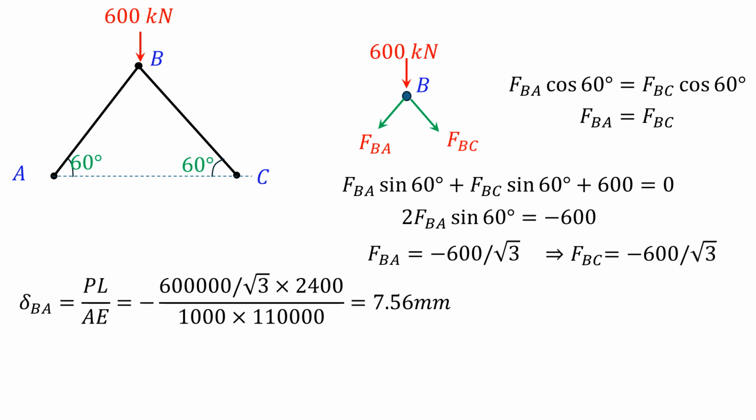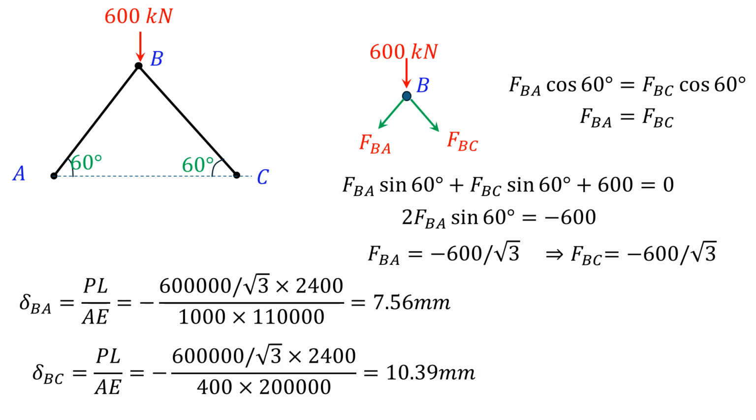Now if you take the elongation of member BA, it will be given by PL by AE: force in the member AB, length of member AB, area of member AB, Young's modulus of member AB. So it will be these values here, 600,000 divided by root 3 newtons into 2400 mm by 1000 mm square and 110 Newton per mm square of E value. So it gives delta BA of 7.56. Then similarly we can calculate the elongation of the member BC.